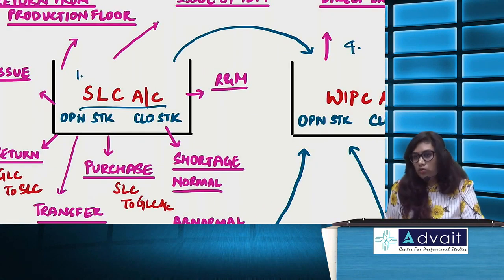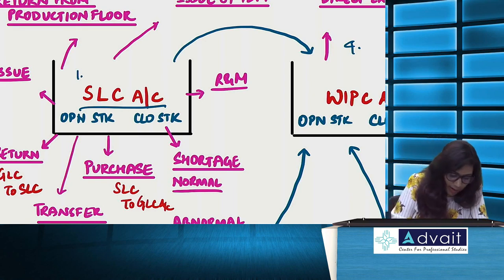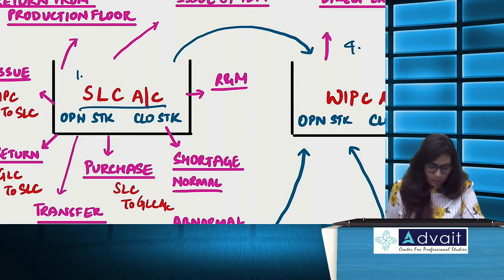Now, from SLC account, I am issuing the material. That means my material is getting issued from the stores to the production floor. So which account will get debited? In this entire scheme, which is my production floor? WIP. So WIP is receiving the material. So debit what comes in, credit what goes out. Correct? So in which account is material coming in? WIP. So WIP to SLC. Because when the material is being issued, it will be removed from the stores and it will go into the production floor.